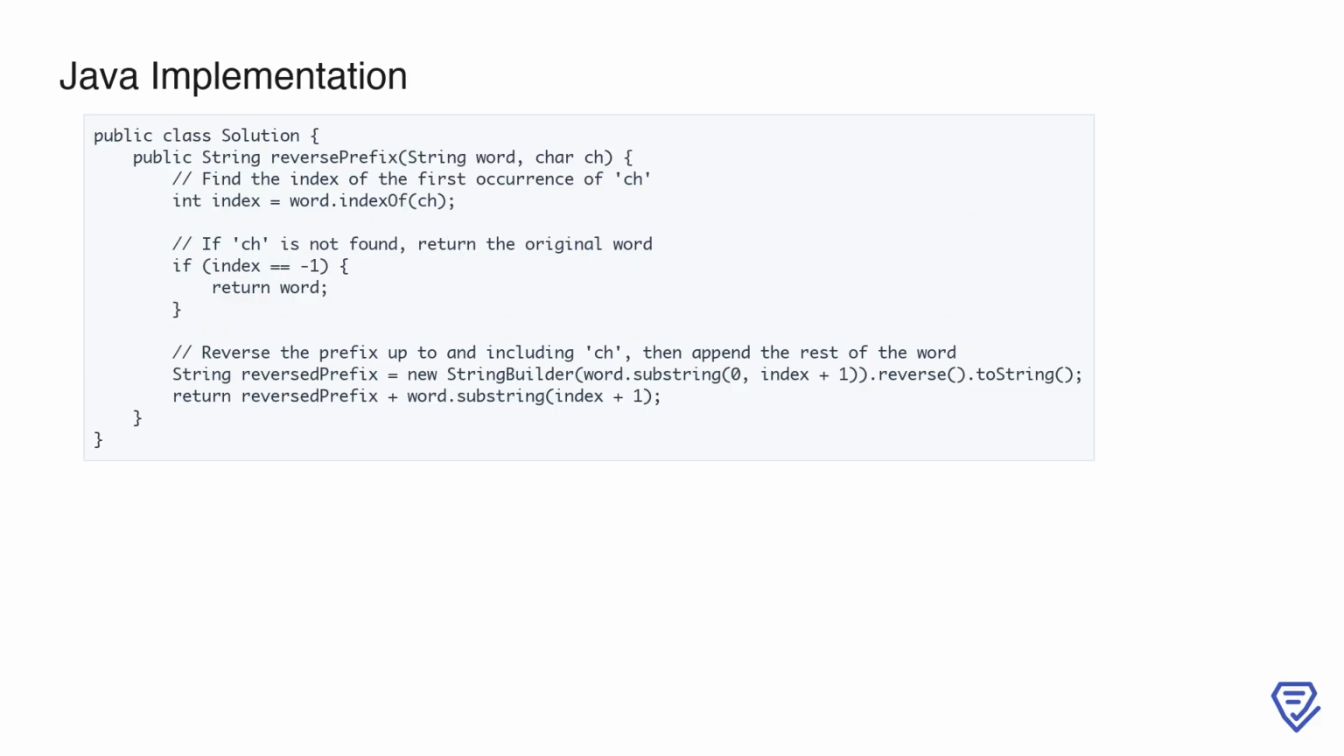This is the Java implementation of LeetCode problem number 2000, reverse prefix of word. The logic mirrors the Python solution, using Java's indexOf method to locate the first occurrence of the character ch and StringBuilder to reverse the prefix. The solution handles edge cases, such as when ch is not found, by directly returning the original word.